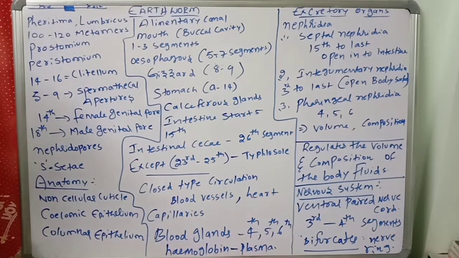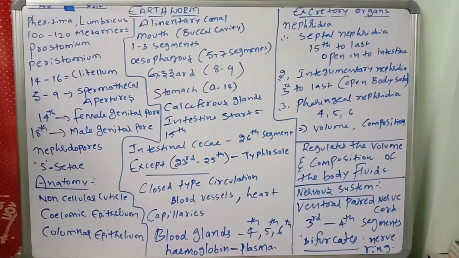Segments 1 to 3, which lead into the muscular pharynx. Next, a small narrow tube, the esophagus, in segments 5 to 7, continues into a muscular gizzard in segments 8 to 9. It helps in grinding the soil particles and decaying leaves.